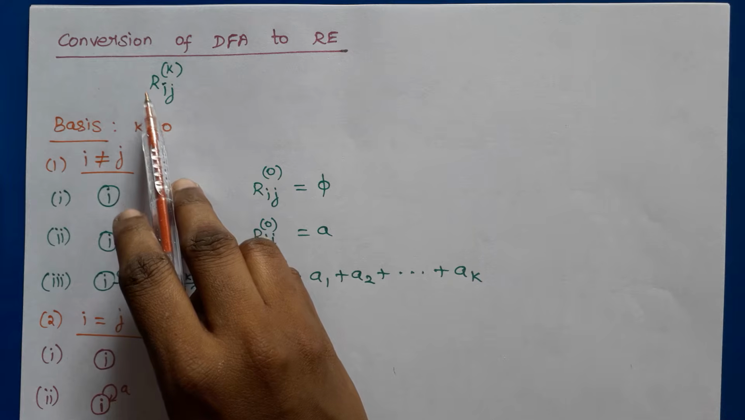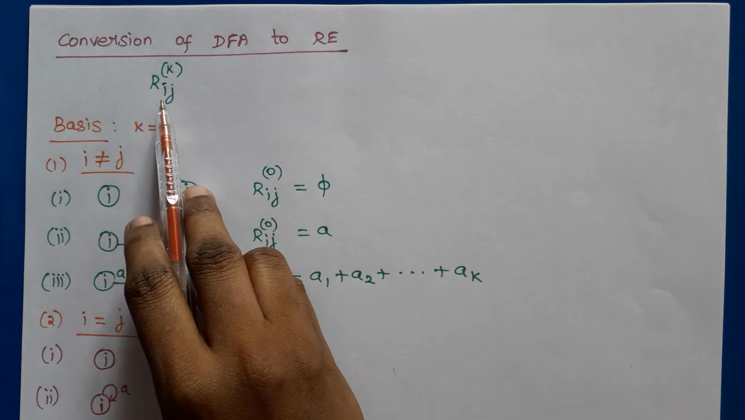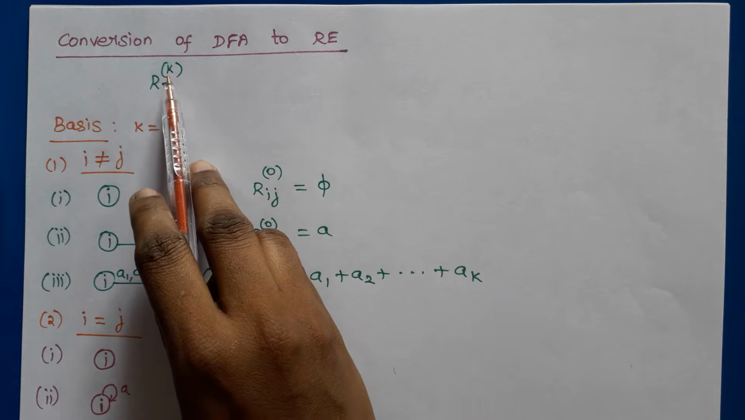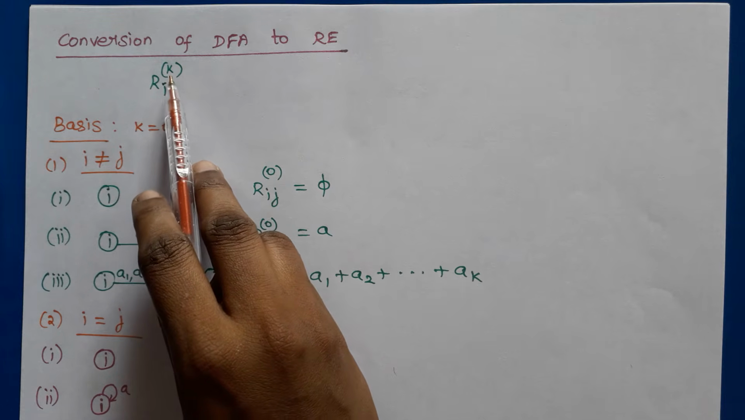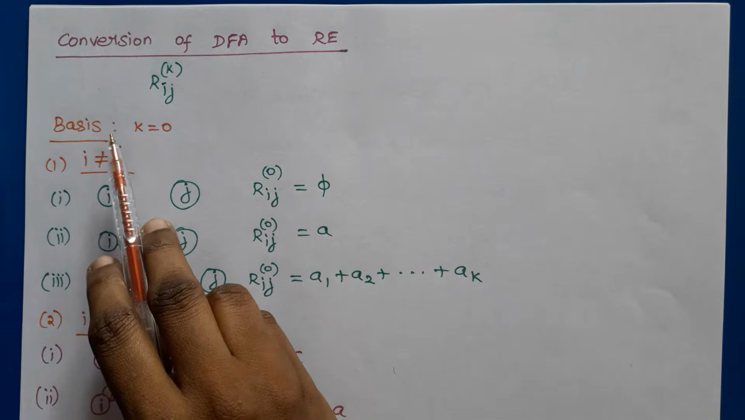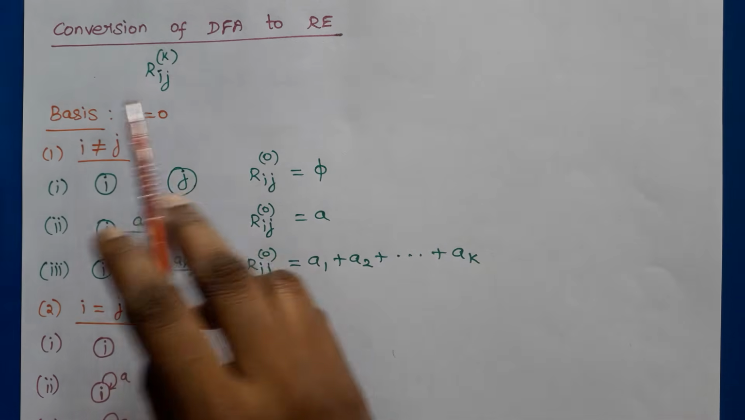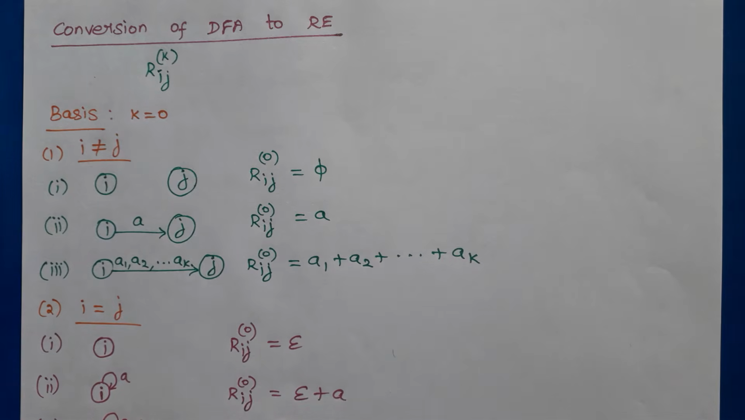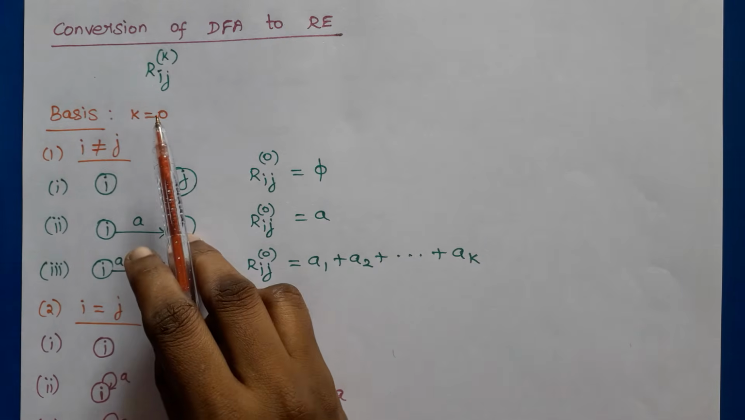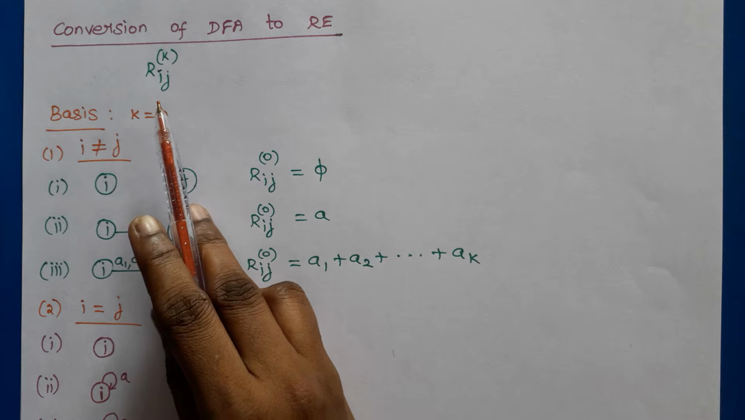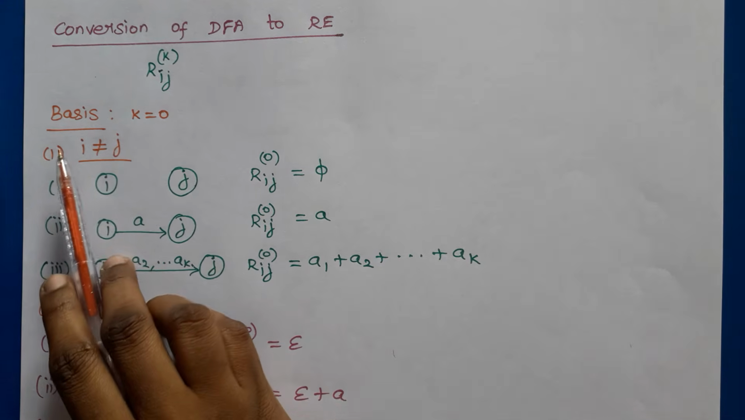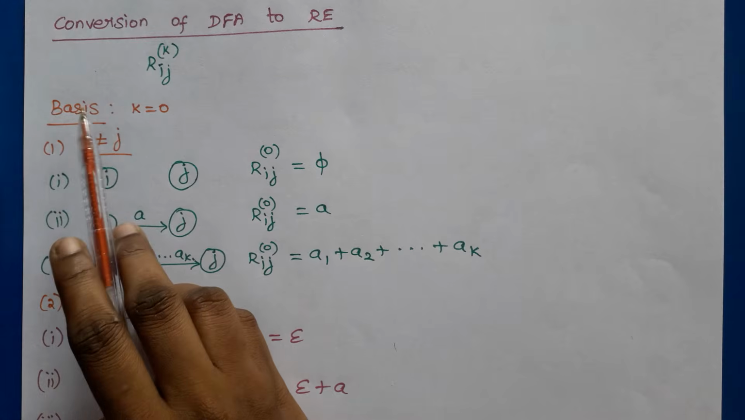So we have to find the regular expression from the start state to the final state, and we have to consider k from 0 to the total number of states of the DFA. We can find the regular expression using the R_ij^k method by the inductive definition. So there are two cases, the basis and the inductive step.